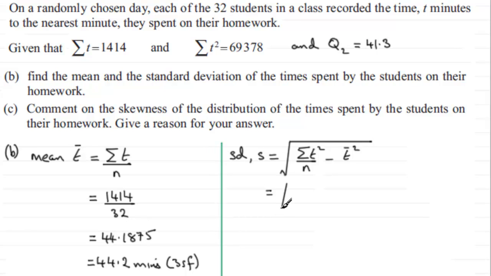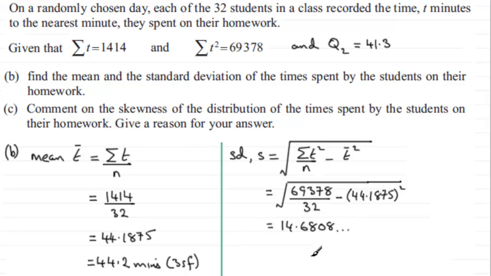We've got the square root then of sigma t squared, which is 69,378, and we divide that by n being the 32 students. Now we subtract the mean squared, so I'm going to take this unrounded version, 44.1875, and square that. Okay, now if you work that out, you'll find you get 14.6808, and so on. And again, if we give this to an accuracy of three significant figures, it turns out to be 14.7 minutes.